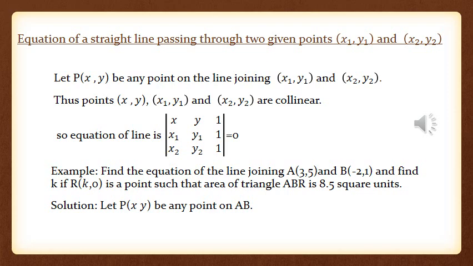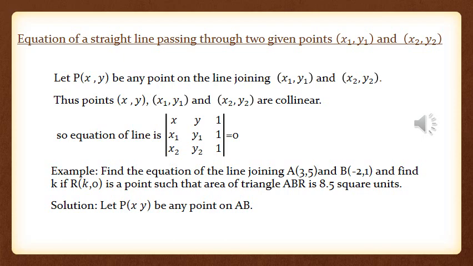Now the second application is in finding the equation of a straight line passing through two given points (x1, y1) and (x2, y2). Last year we studied that the equation of a straight line passing through (x1, y1) and (x2, y2) is y minus y1 is equal to (y2 minus y1) by (x2 minus x1), that is the slope, multiplied by (x minus x1). Now using determinant, how will we write this formula?